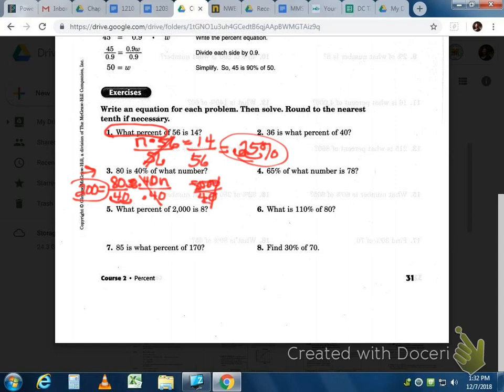Okay. Number 5. What percent of 2,000 is 8? It's starting with the word what. What do I write there? N. Of means what? Times 2,000. What about is? Equals 8. How am I going to solve that one?